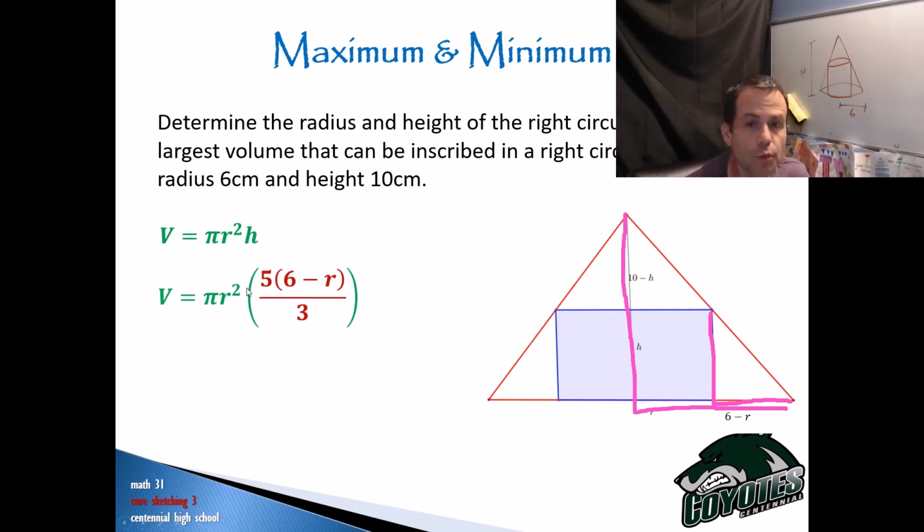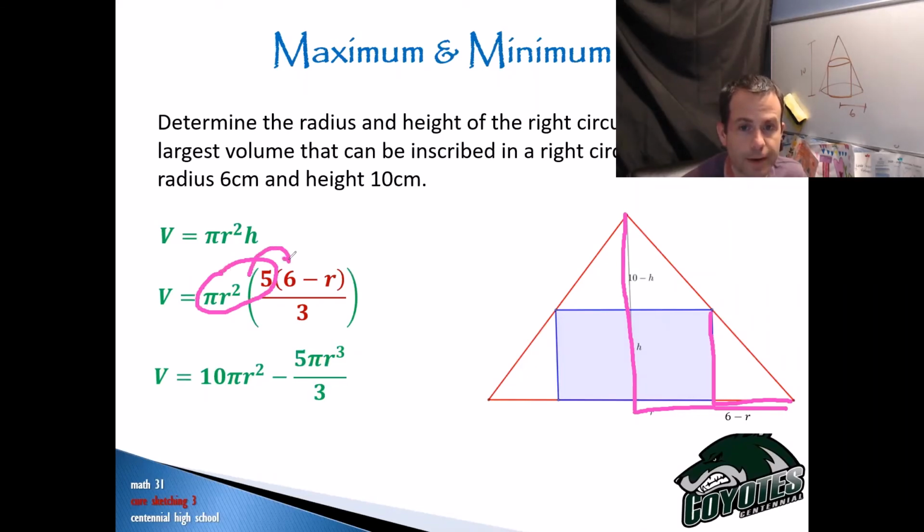Okay, so we can clean this up a bit. This is going to be 5 pi over 3 essentially, and then r squared, and then multiply it by 6 minus r, and I would end up with 10 pi r squared minus 5 pi r cubed over 3. So essentially, just in case I lost you there for a second, I took 5 pi r squared, multiplied by 6 and divided by 3. That's what gave me my 10 pi r squared. And then multiplied by negative r and divided it by 3. That's what gave me my negative 5 pi r cubed over 3.